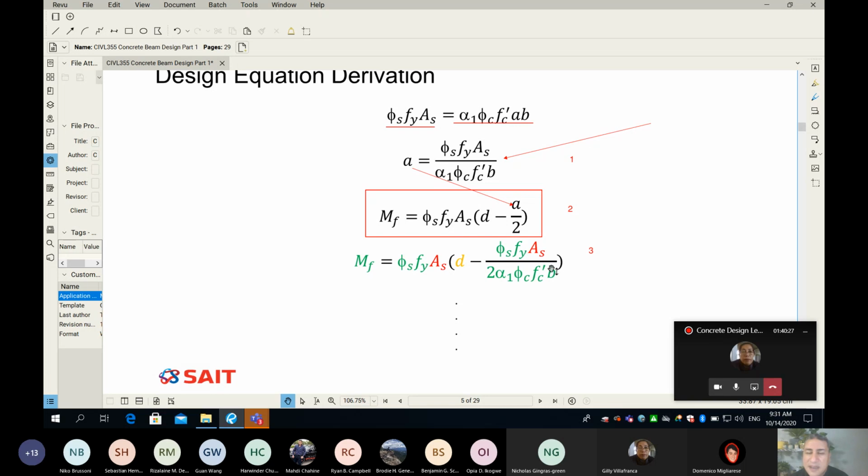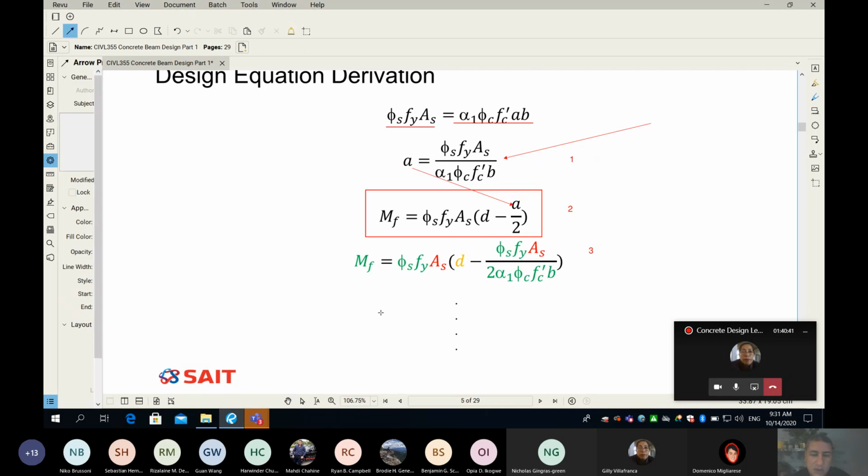Everything in green here means it's known. Anything in red is unknown. Anything in orange is kind of so-so. So I want all of you to do this exercise. MF is known because we know how much moment this is supposed to resist.